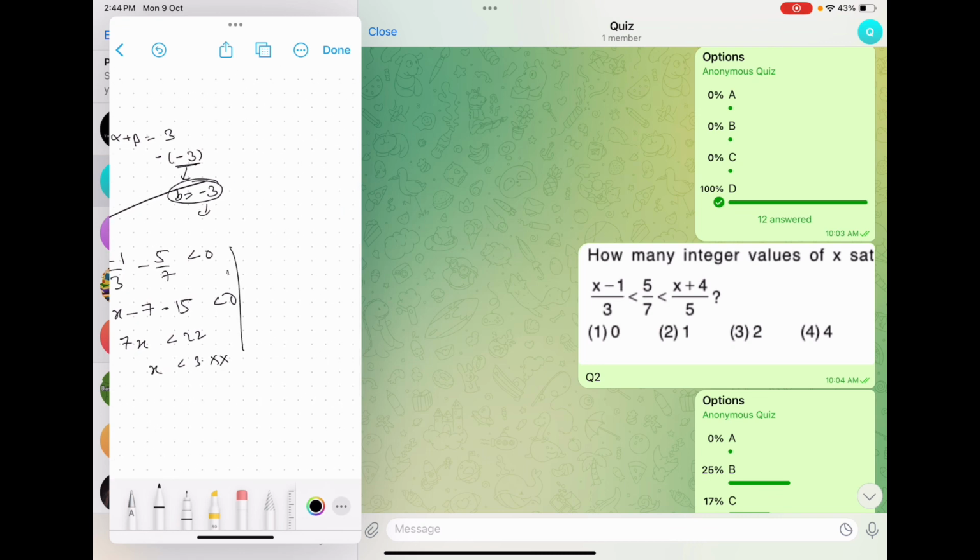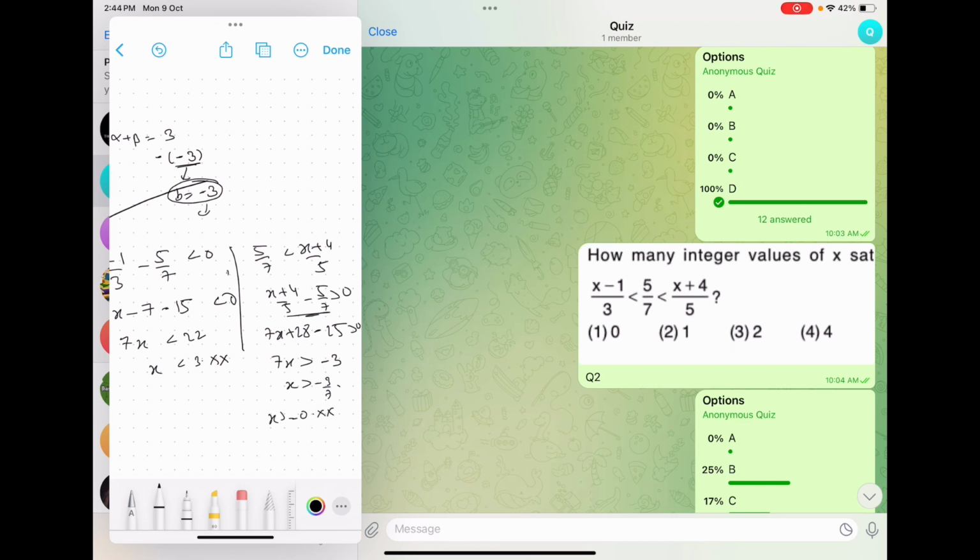Now we have to take the other part. The other is 5 by 7 less than x plus 4 by 5. So x plus 4 by 5 minus 5 by 7 greater than 0. Here it was less than 0, so let us solve this. 7x plus 28 minus 25 greater than 0. Again 35 we have sent to the right side, it is gone. So 7x greater than minus 3, so x greater than minus 3 by 7. This is basically minus 0.xx.